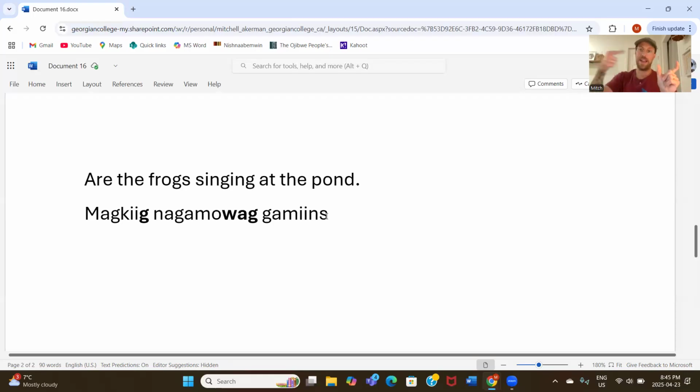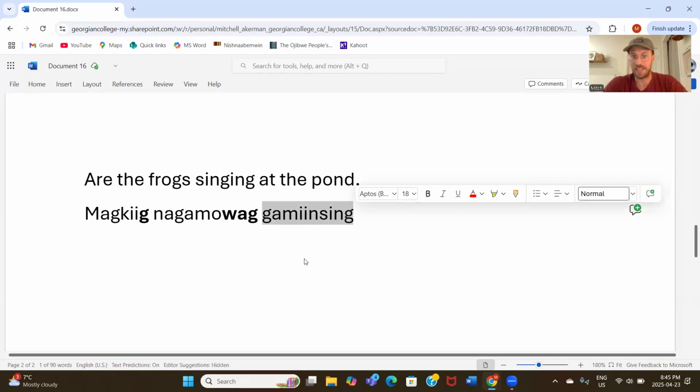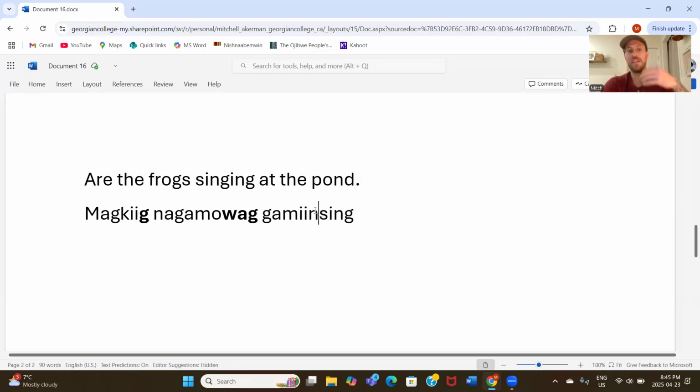And now we want to say at the pond. So on that diminutive, I'm going to add a locative. Gamiising. At the pond. Gamiising. Mookiig nagamwag gamiising. The frogs sing at the pond.